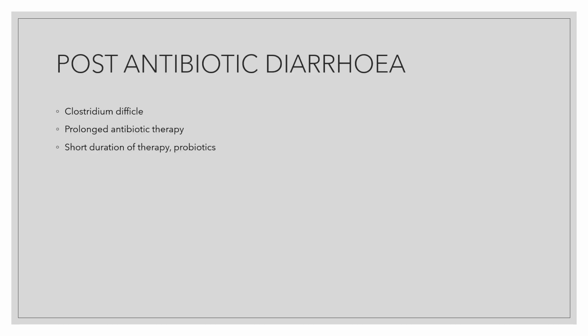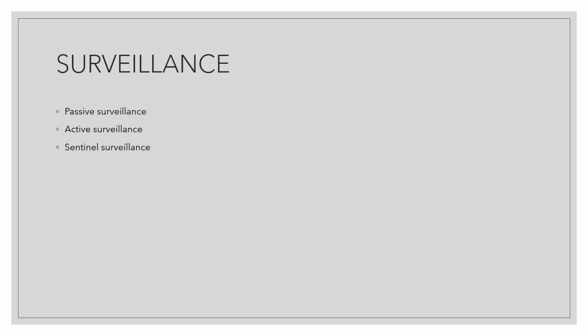The next is post-antibiotic diarrhea. This is a diarrhea that is caused by Clostridium difficile. This occurs basically when a patient is having prolonged antibiotic therapy, and the method of prevention is by reducing the duration of the therapy or by giving them probiotics. So what happens over here to cause diarrhea is that the normal flora of the gut gets suppressed due to the antibiotics.